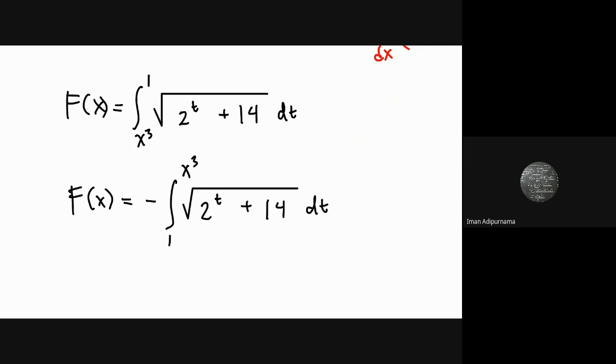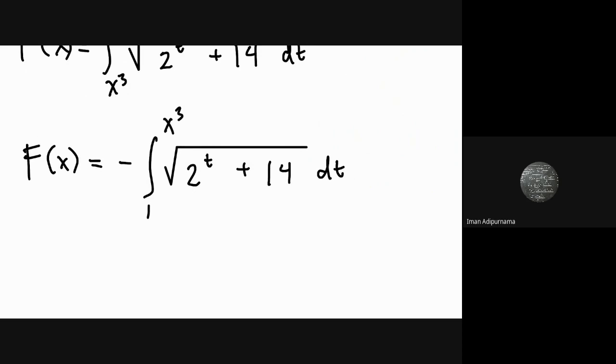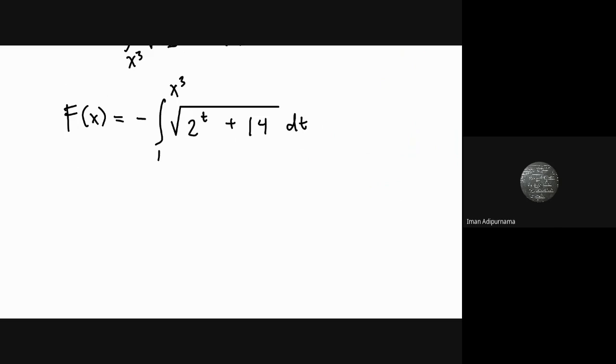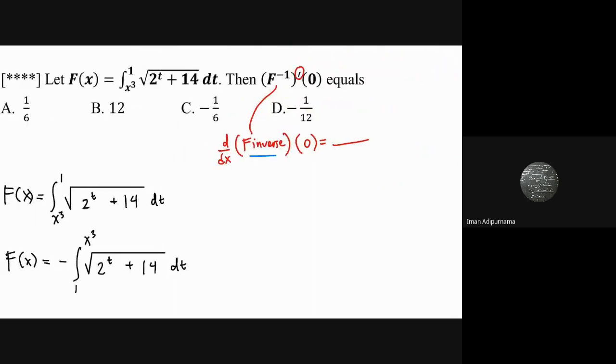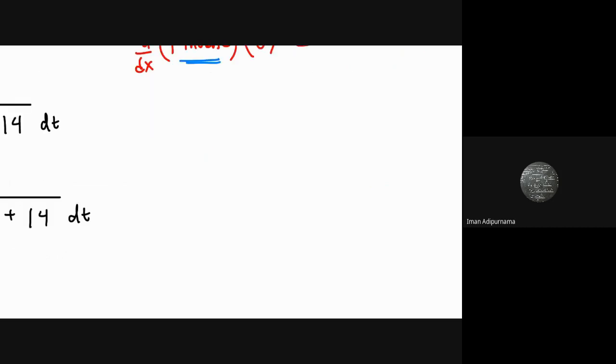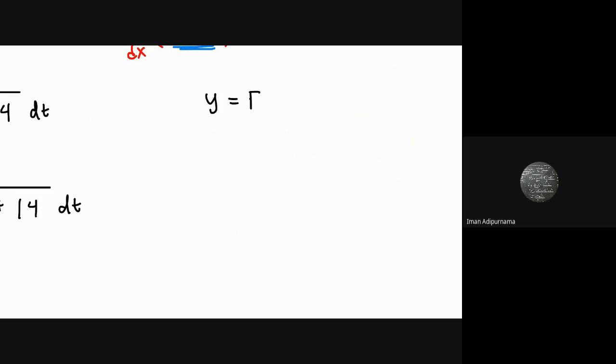Why do I need to switch the endpoints? My endpoints are now changing because this is the default form of the fundamental theorem of calculus, if you want to use that. Now the question is asking for f inverse, right? If we take y as our function of x, then the inverse is this.